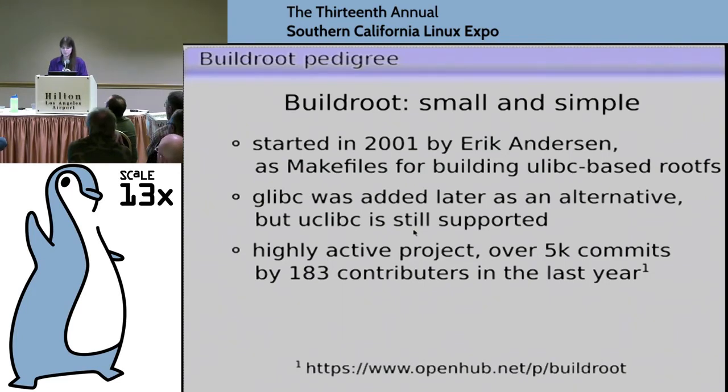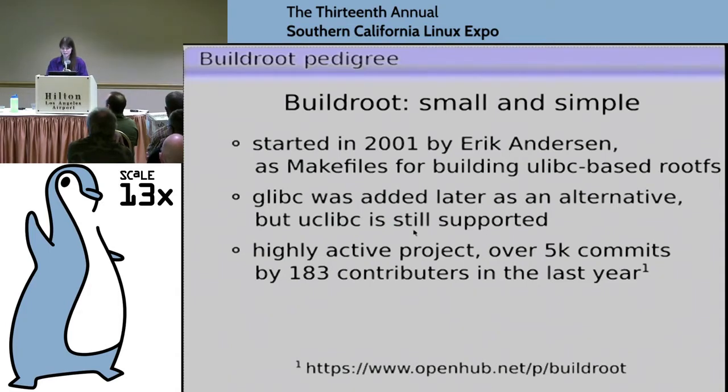Buildroot is still, after 14 years, a highly active project with over 5,000 commits by 183 different contributors during 2014. And a little footnote, I got those stats from openhub.net, which is Black Duck's renaming of that service. It used to be called Ohloh, maybe because they had no clue what Ohloh was supposed to stand for, and they got tired of people asking about it.